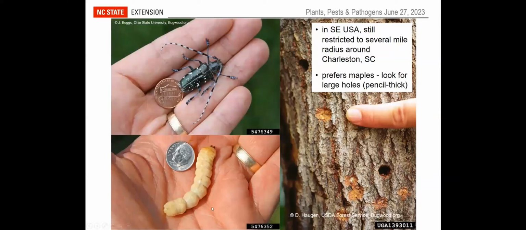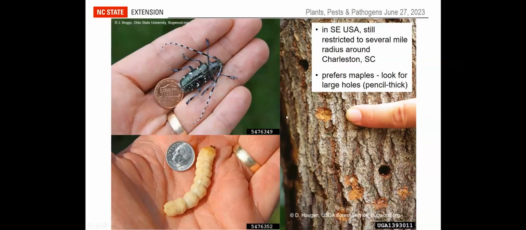They're very large larvae that create very large holes. You can in fact stick a pencil in them. So if you find a maple, which is their preferred host, although they will feed on some other trees, or any other hardwood that has these very large, very circular bore holes that are the size of a pencil in them, we should be on the lookout for that, and especially if you see any of the adults.